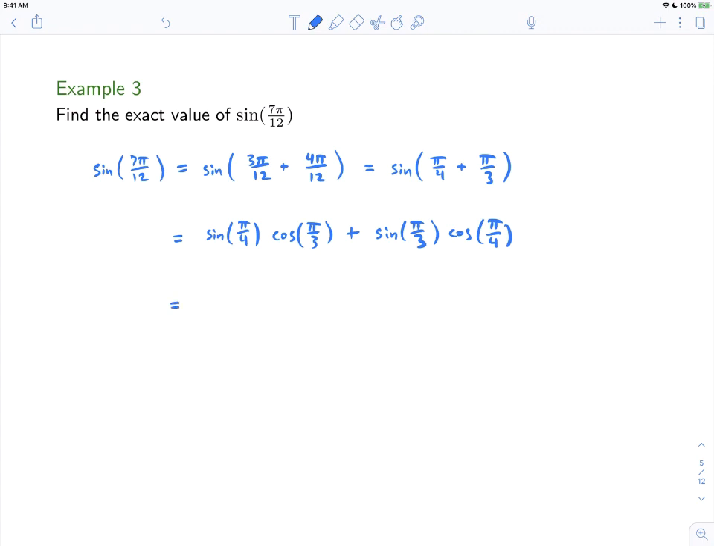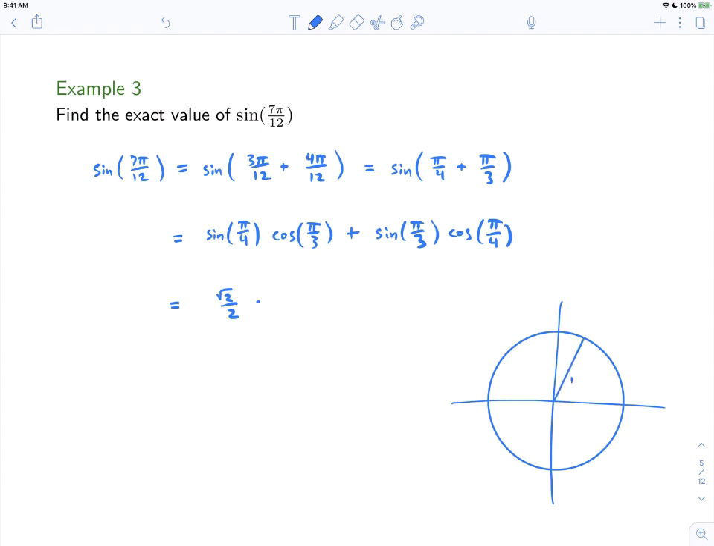So sine of pi over 4 is the square root of 2 over 2. Cosine of pi over 3, again, if we're not sure, we can draw a little unit circle here, like so. And pi over 3 is this angle. So that's pi over 3, which is the same as 60 degrees. So this is going to be 1/2 comma the square root of 3 over 2. So cosine is 1/2. Cosine of pi over 3 is 1/2.